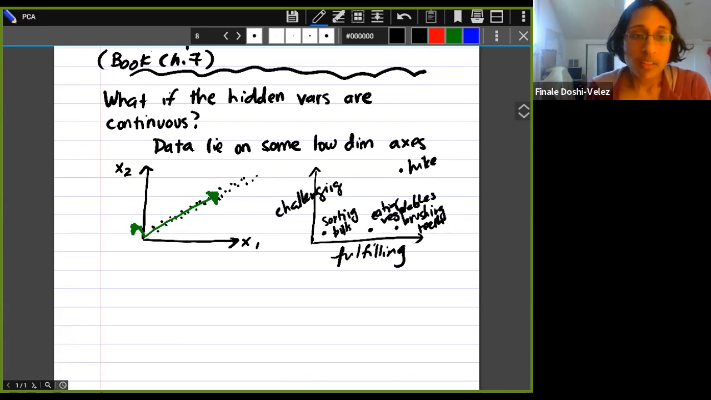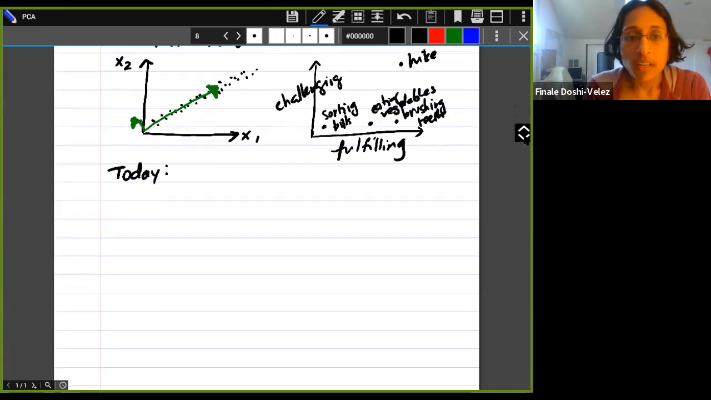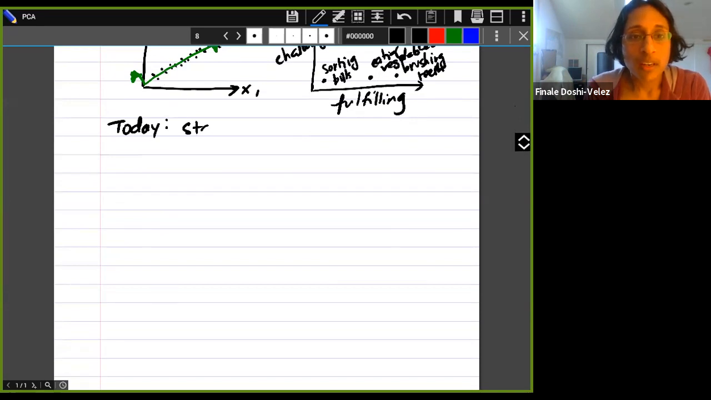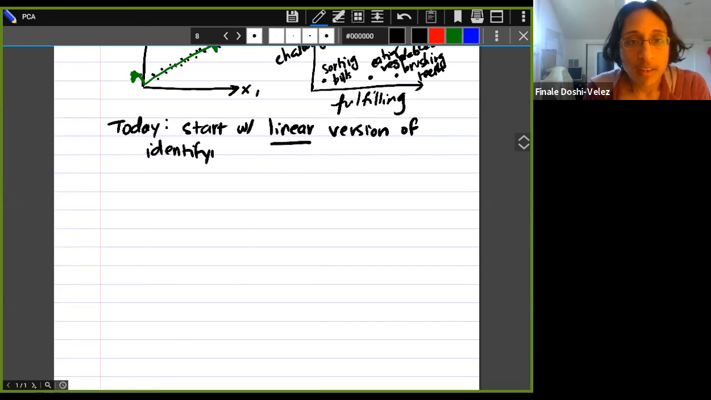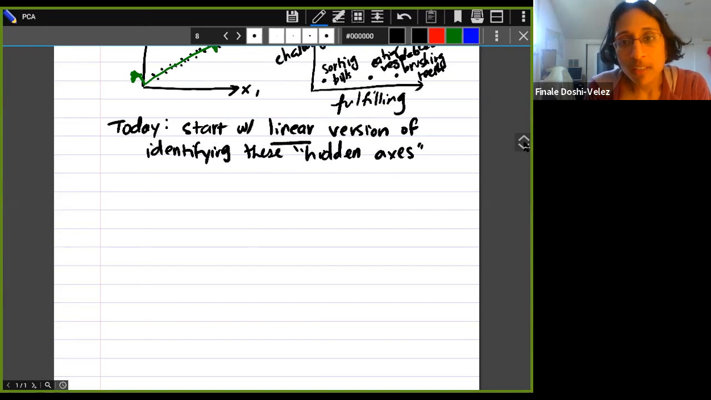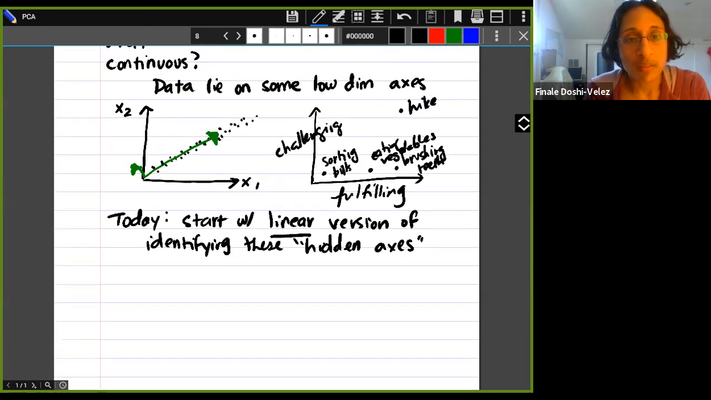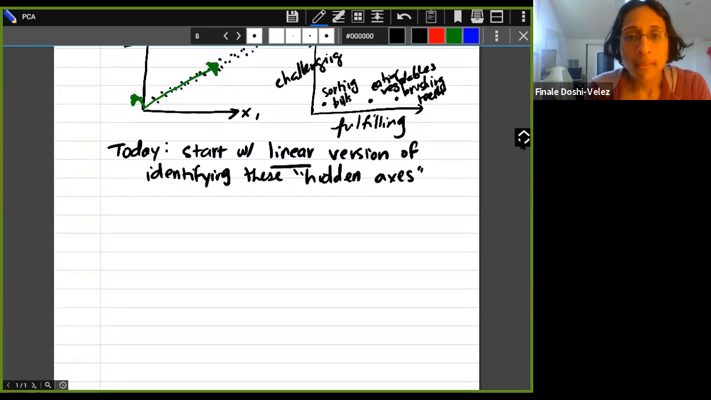So today, just like in pretty much all of 181, we're going to start with a linear version of identifying these hidden axes. Again, to emphasize what I mean here: this hidden axis here was this 1 dimension variation over here. And over here is the idea that I could project all the different activities into a space that looks like a spectrum. Okay.